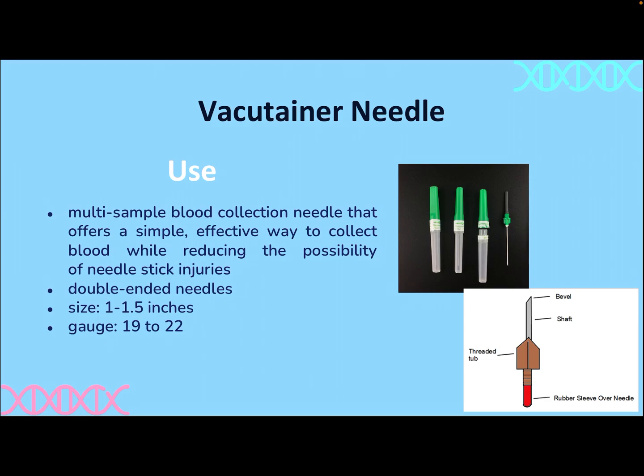As shown in the figure, the major components of the vacutainer needle are the bevel, the shaft, the threaded hub, and the rubber sleeve covering the needle. The sizes of the needle generally range from 1 to 1.5 inches with a gauge value ranging from 19 to 22. Please take note that the higher the gauge, the smaller the hole.